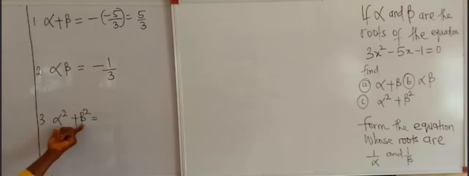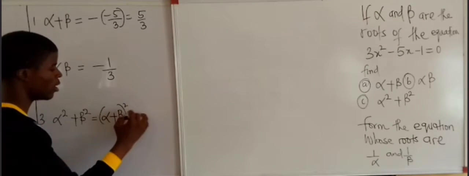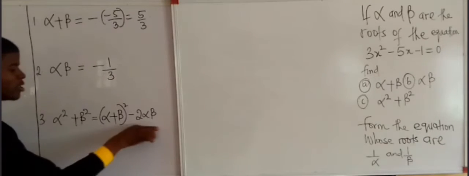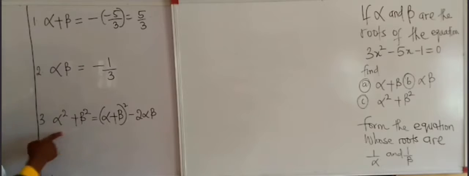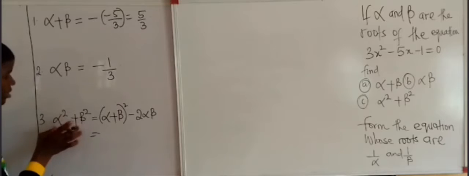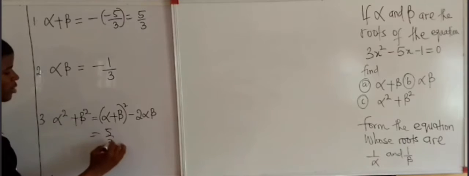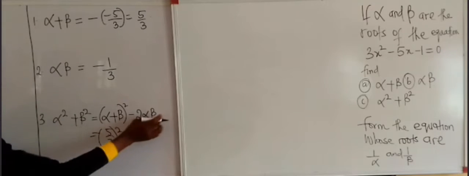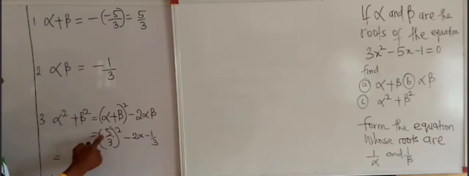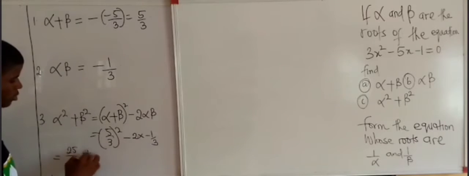What's alpha squared plus beta squared? Now, this is actually a contracted form of alpha plus beta squared minus 2 alpha beta. So if I expand this, I have this, and if I contract this, I have this. They are the same. So I can possibly work with this one, but I can't actually work with this one just the way it is now. So alpha plus beta is 5 over 3. So I have 5 over 3 squared minus 2 times alpha beta, which is minus 1 over 3. So this gives me 5 over 3 squared, which is 25 over 9. Then minus times minus is plus, this is 2 times 1.